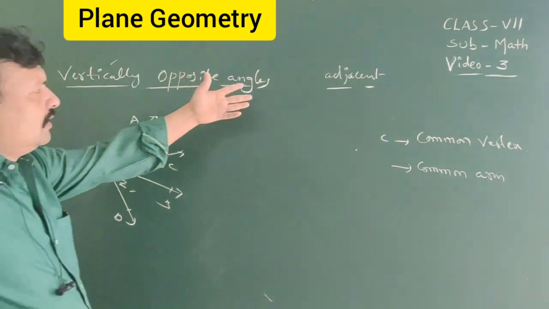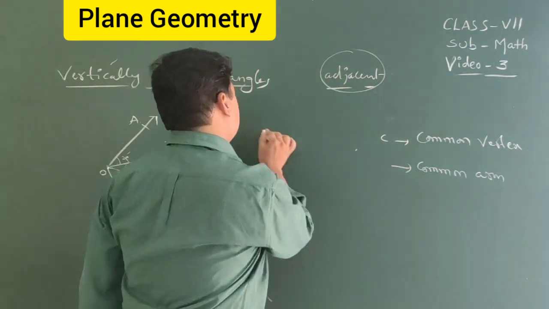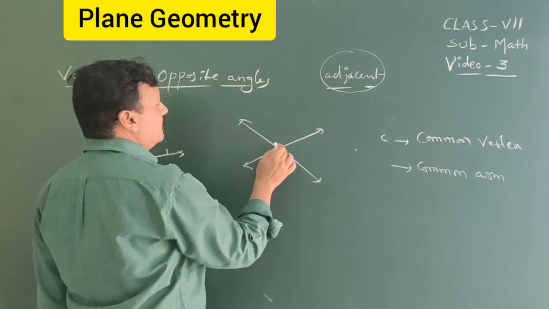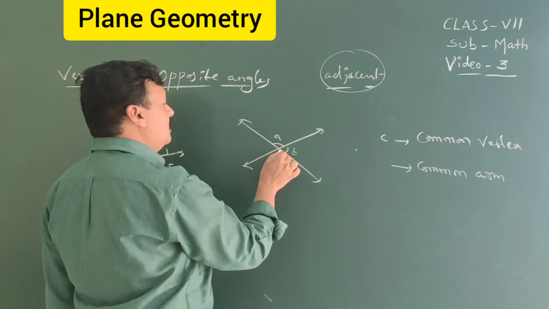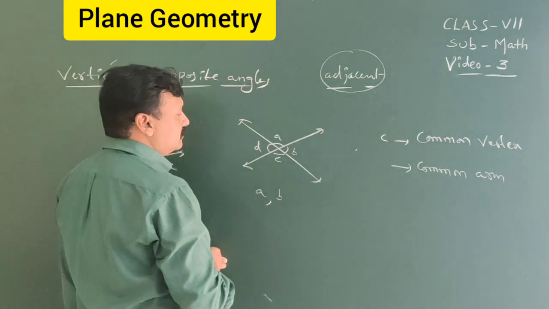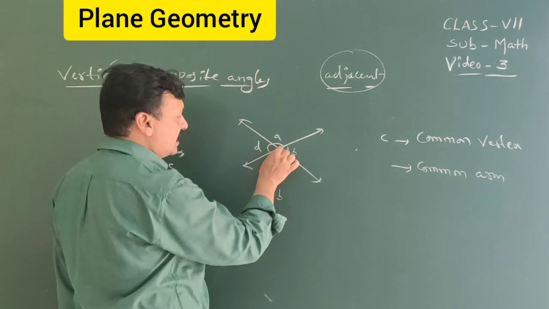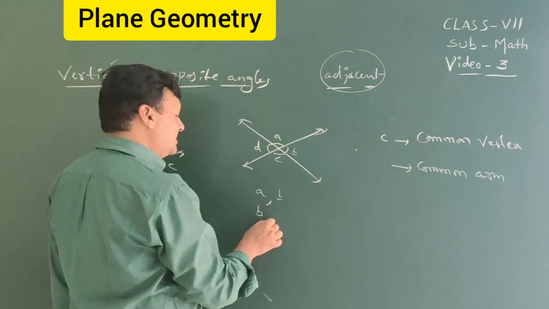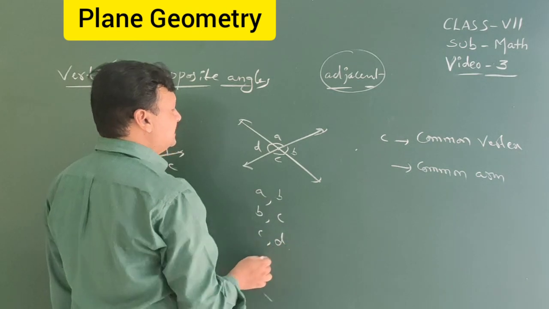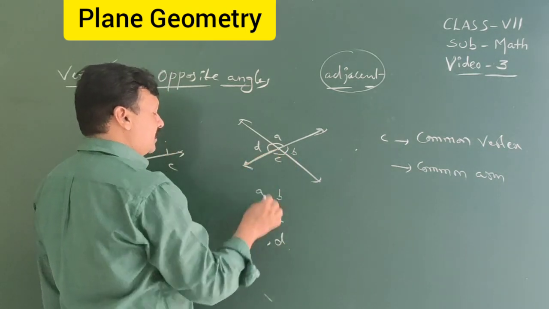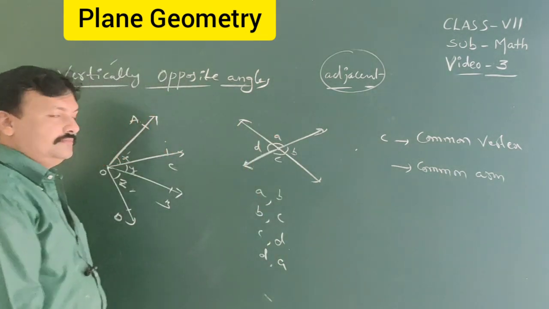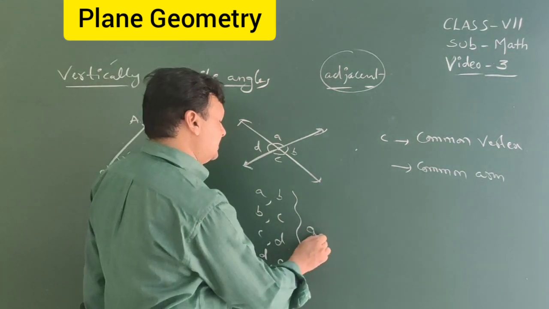Adjacent angles we will find anywhere. If the 2 lines intersect each other, here A, B, C, D are given. Here A and B are adjacent because they have a common vertex and a common arm. B and C are adjacent because they have a common arm. C and D are adjacent because they have a common arm. D and A are adjacent because they have a common arm. These are all adjacent angles.